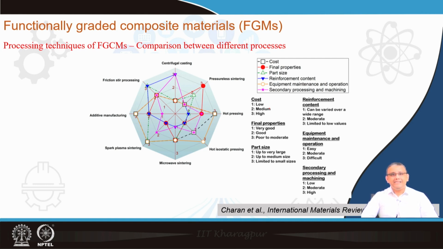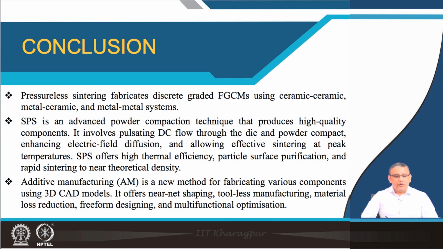Now, all these techniques have their own limitations, but each of them is very efficient in fabricating FGMs for many applications. So, to conclude, in this lecture we have seen that several techniques can be used for fabricating FGM samples. Among them, pressureless sintering is a very advantageous technique, because it provides an easy route for powder metallurgy samples, and it can be used for fabricating ceramic, metal and metal-ceramic FGMs at a very low cost.